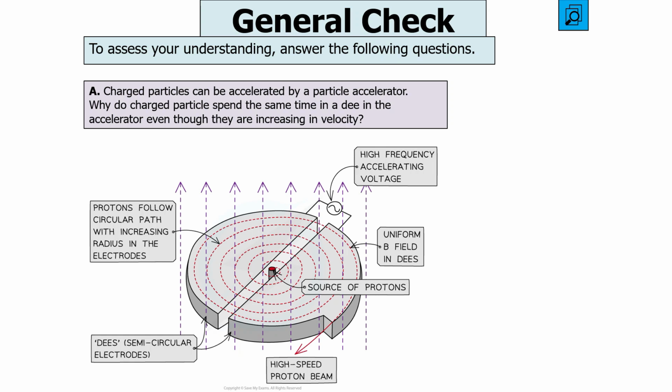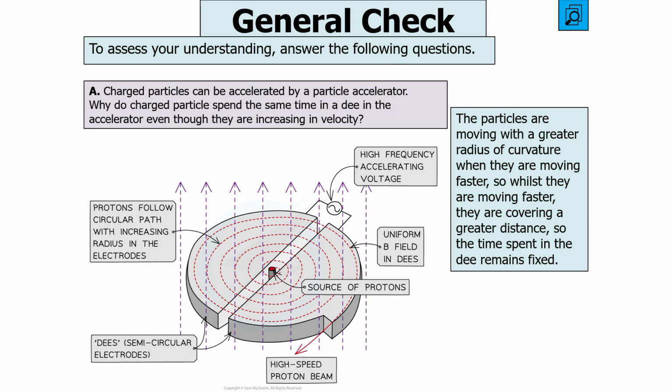Why do charged particles spend the same time in a D in the accelerator even though they are increasing in velocity? The particles are moving with a greater radius of curvature when they're moving faster, so whilst they are moving faster they are covering a greater distance, so the time spent in the D remains fixed.